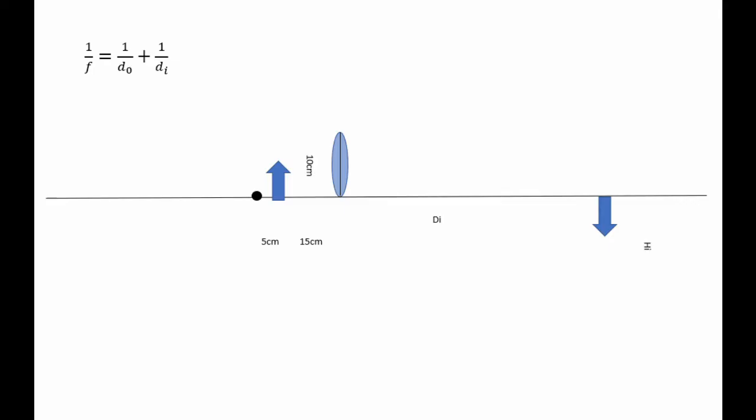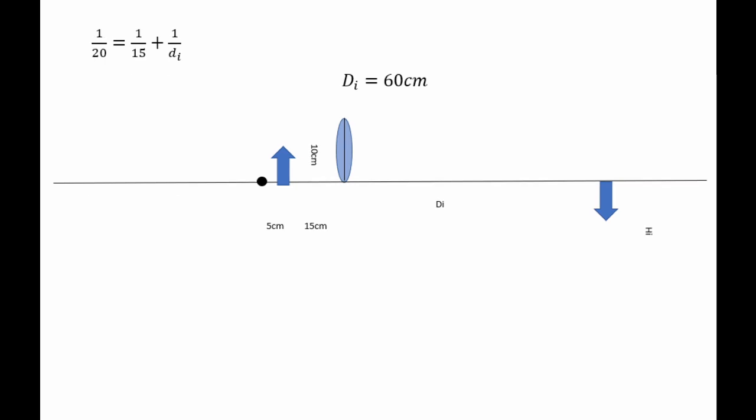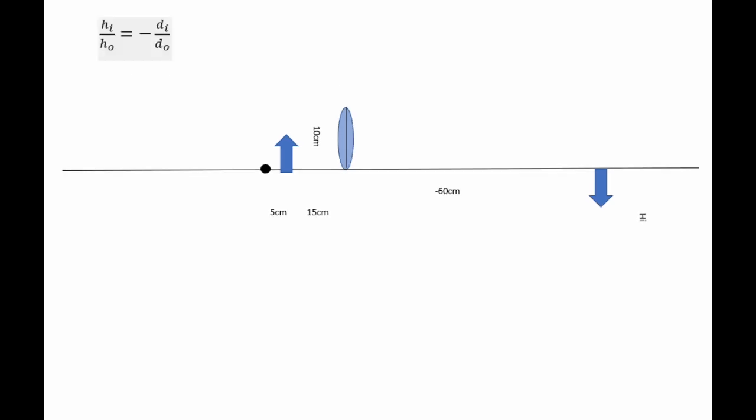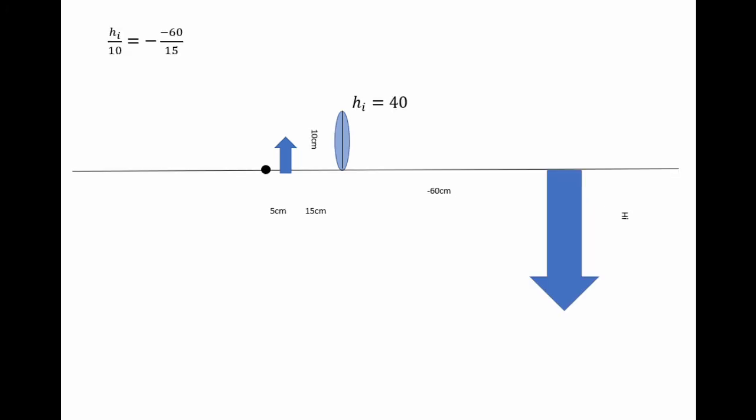The first equation we'll use is to determine the image distance, di, and yes, I used a ruler on my laptop screen for this. 1 over the focal distance equals 1 over the object distance plus 1 over the image distance. Plug in the numbers, and voila. To find the image height, know that the ratio of the image and object heights equals the opposite of the ratio of the image and object distances from the lens. A bit of arithmetic, and there's the answer.